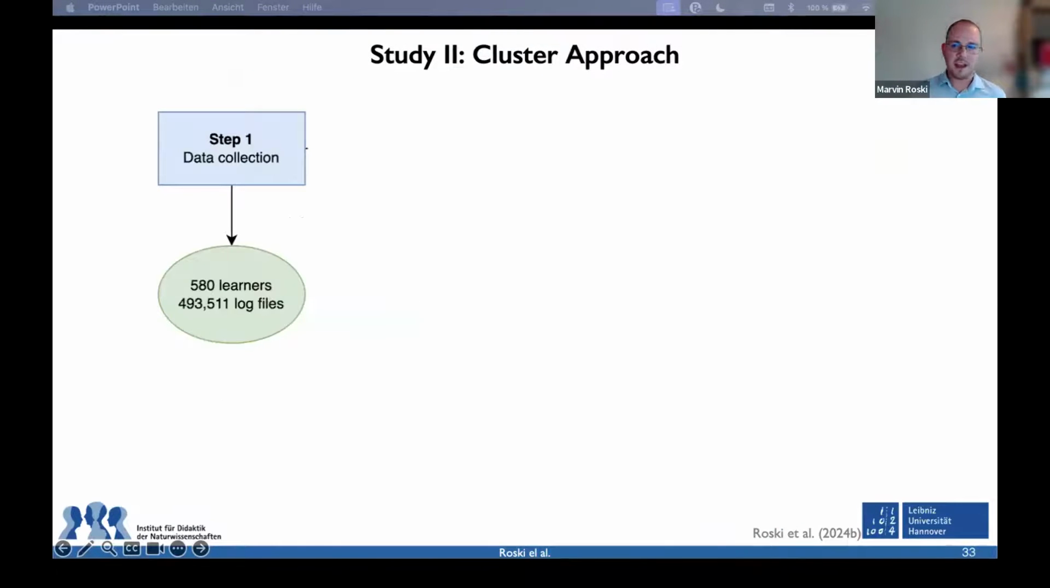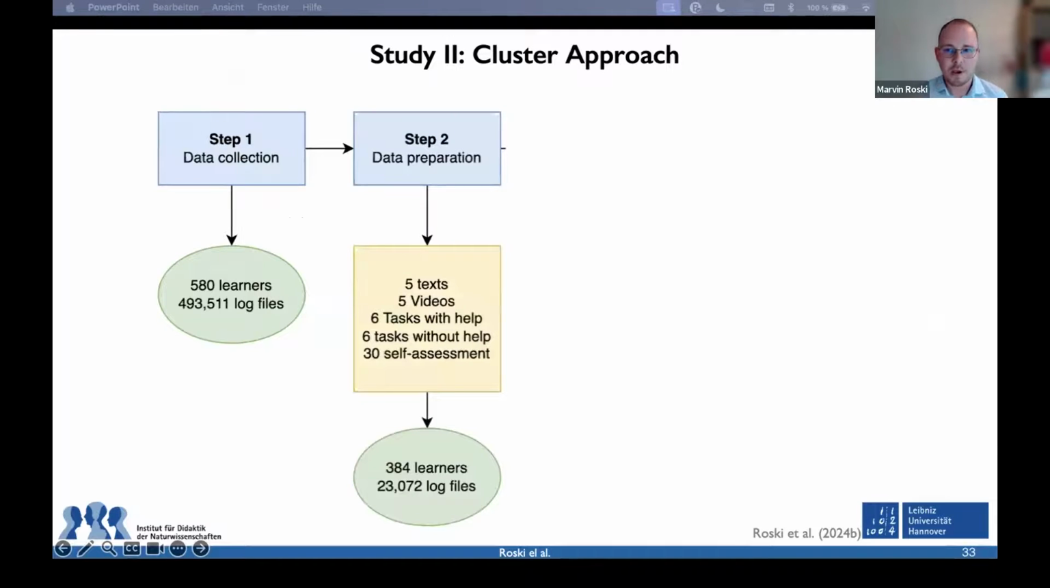As I said, the first step was to collect data. We have here our 580 learners and almost 500,000 log files. In the second step, we prepare the data. This means that we do not use the complete data set and all UDL-guided elements, but we concentrate on multiple representations, so text and video usage, learning tasks with and without help, and self-assessment. The focus is that learners have the opportunity to choose freely between different options, like choosing between the text and the video, and these are the UDL-guided elements we focused on here.